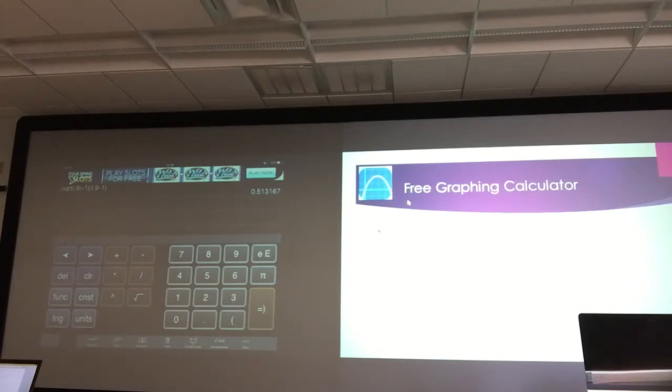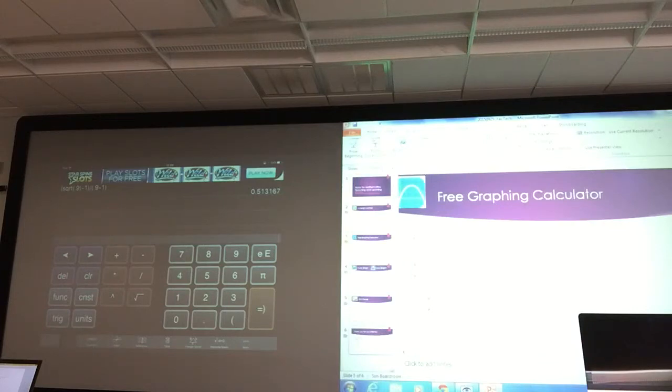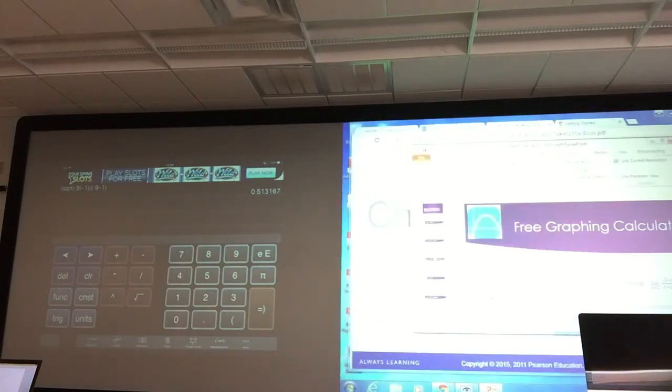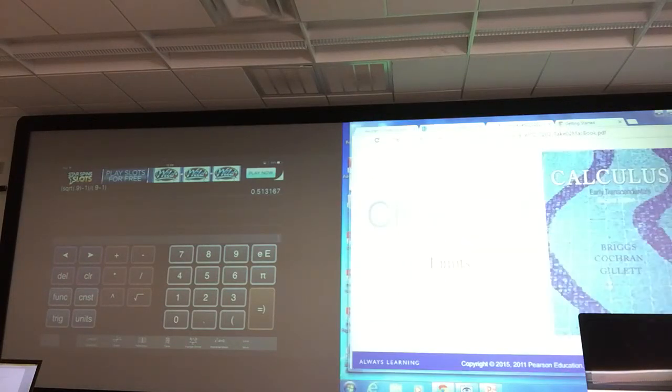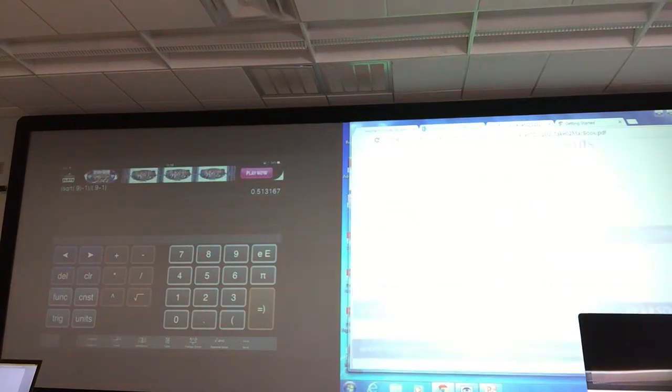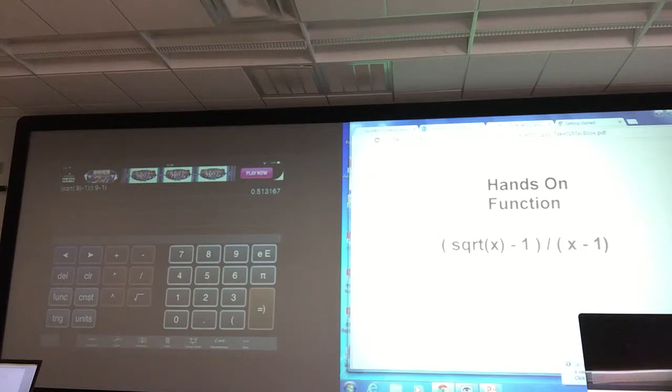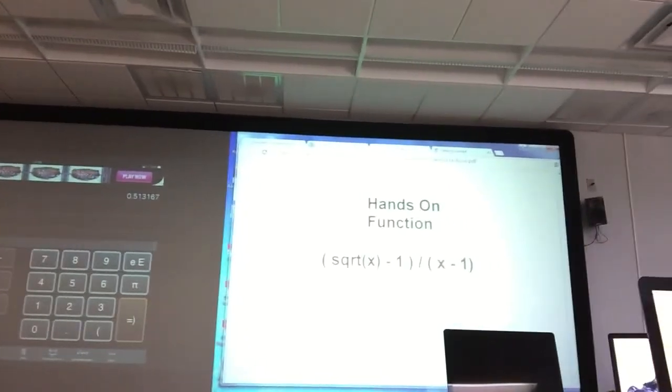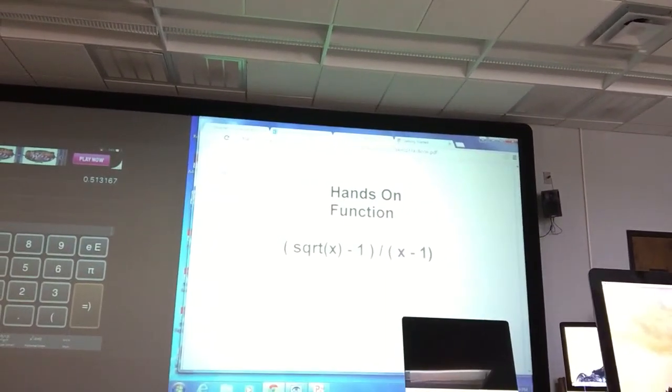So let's escape just for a moment and look at an example. So here I do a hands-on example with them. So the example is, what's the limit as x approaches 1 of square root of x minus 1 divided by x minus 1? Again, you plug in 1, you're going to get an indeterminate form, 0 over 0.